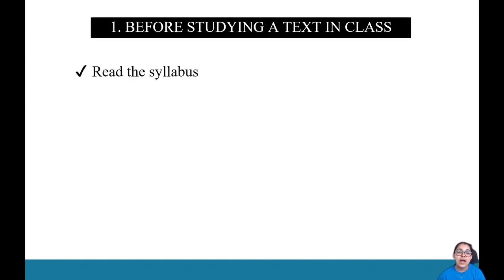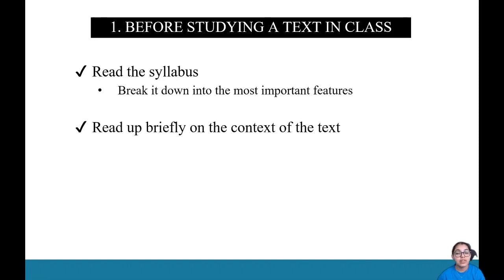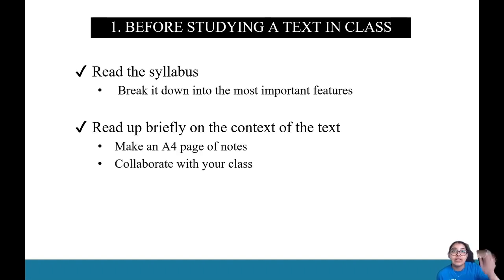Now, before studying a text in class, read your syllabus, break it down into the most important features, right? Then read briefly on the context of the text. Context is really important. Do not brush over it. Make an A4 page of notes. Get context, because everything links back to context, because context and authorial purpose is the reason why the person has written their text.